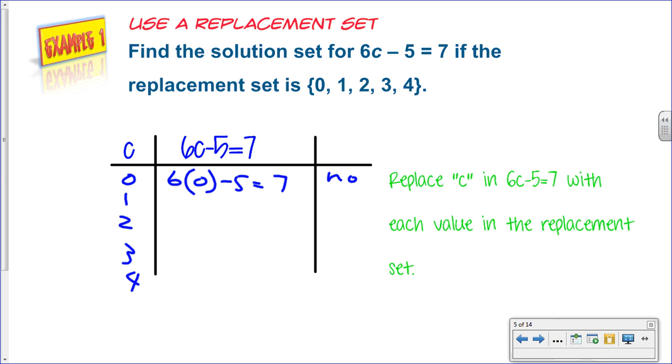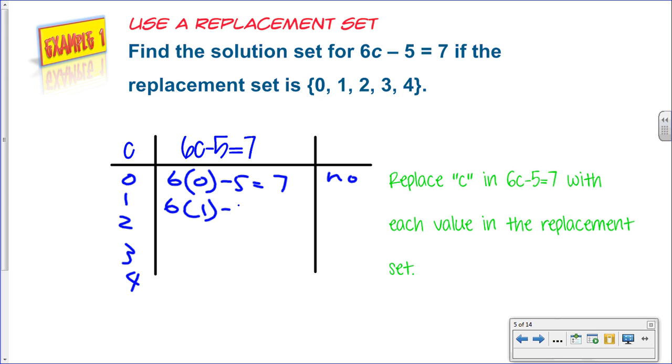This is my solution set. I can put no, or what else? Is 0 a solution to this equation? No, so I can put no. What else could I put? And now for what? False. Very good, Josh. Okay, let's do the next one.